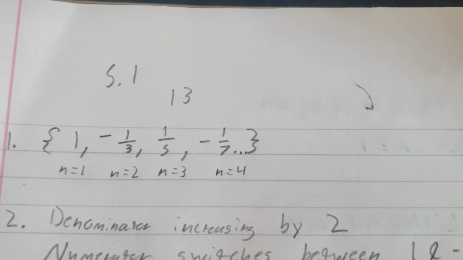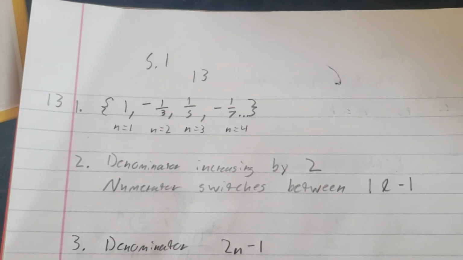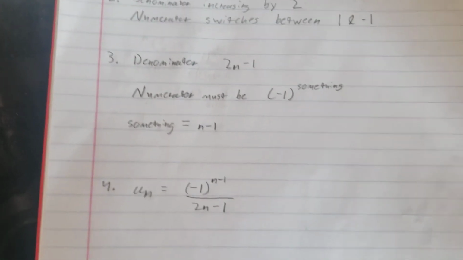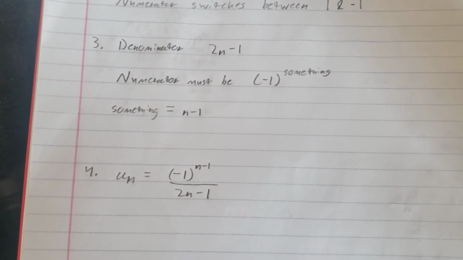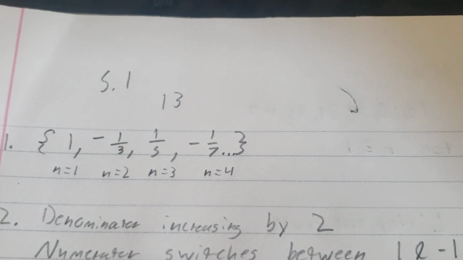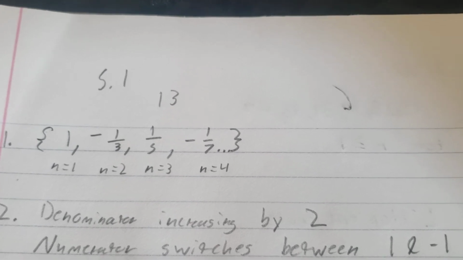Now this also works for n equals 2 and n equals 3, and you can plug those in if you want, but we've shown and gotten the formula for a sub n for the sequence, which goes 1, negative 1/3, 1/5, negative 1/7.